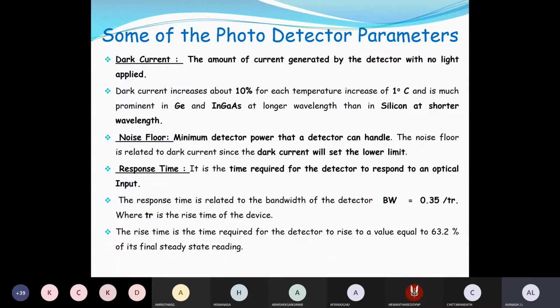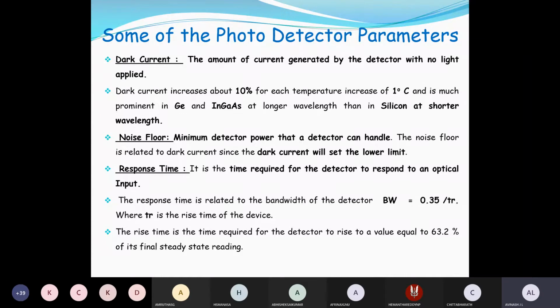The response time is related to the bandwidth of the detector: bandwidth equals 0.35 divided by TR, where TR is the rise time of the device.